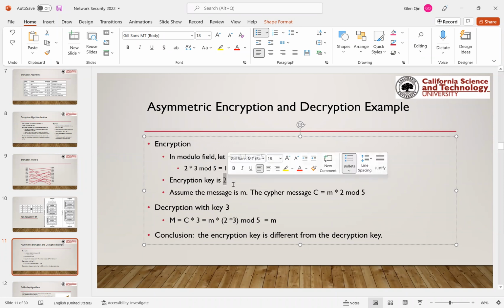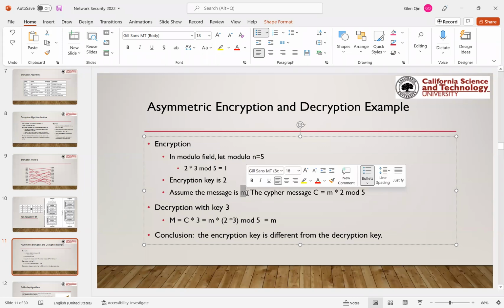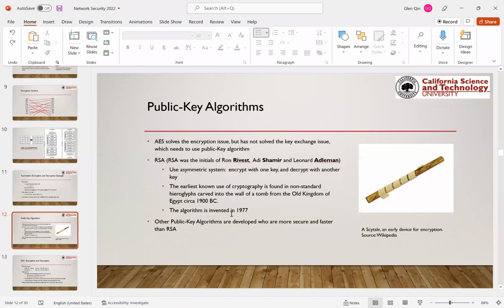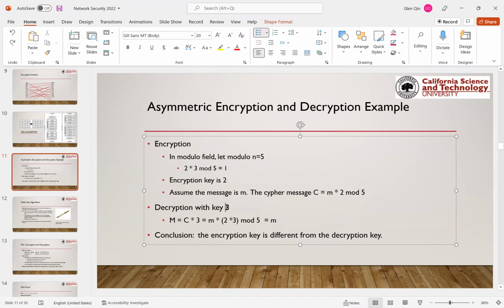My encryption key is 2. Assuming the message is M, the cipher message during encryption is M times 2 mod 5. This is encryption. Any operation works for encryption, as long as you can find a decryption operation. Now for decryption, you decrypt with key 3, not 2. The original message is M.